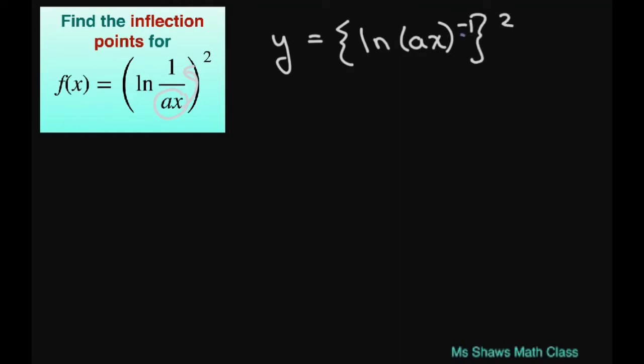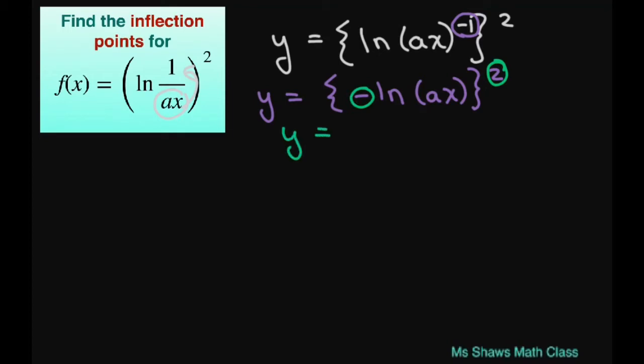Then I'm going to use my power property for logs. Write this as equal to negative ln of ax, and then the whole thing is squared. Now when you square a negative, this is going to go away. So now we can simplify this and write this as ln of ax squared. So now let's differentiate this.